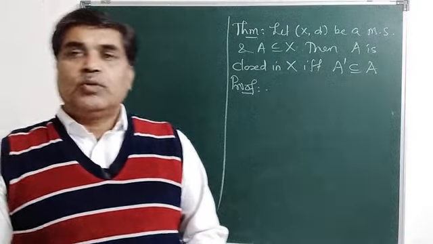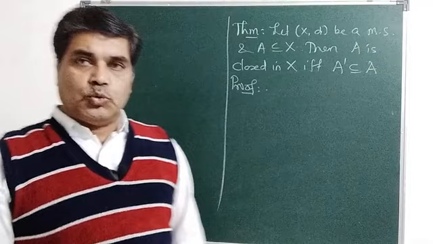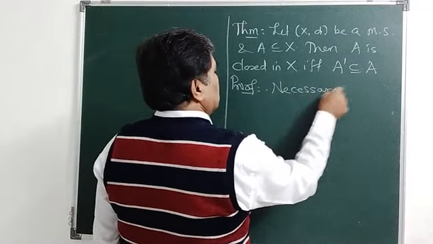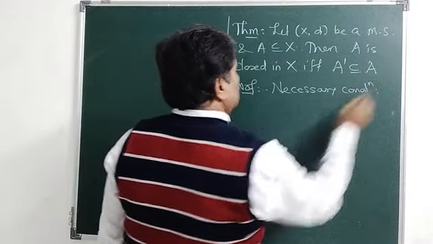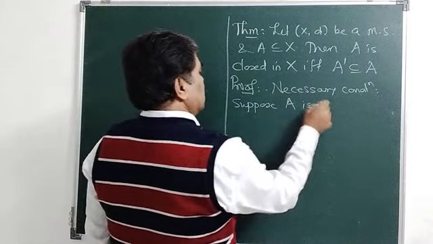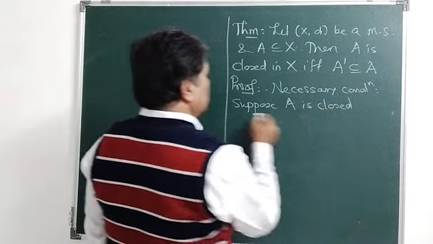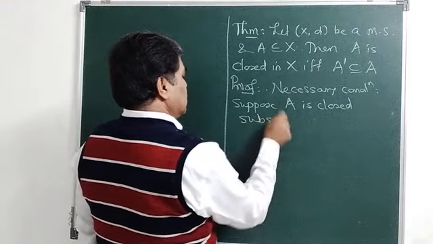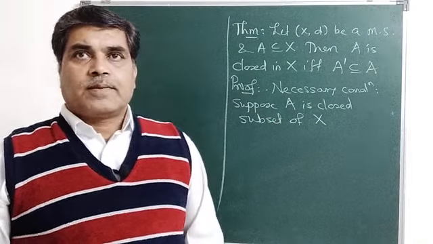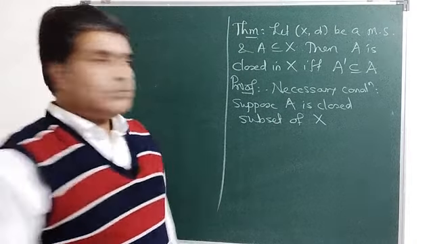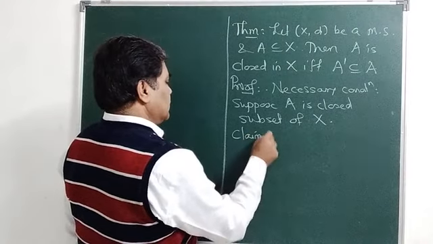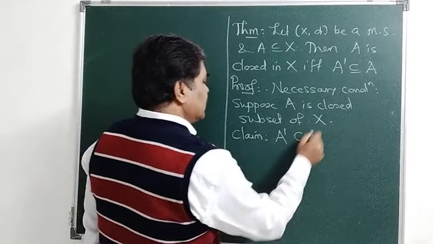Firstly, we'll prove the necessary condition. If A is closed. Suppose A is a closed subset of X. What is our aim? We have to show that A dash is contained in A.